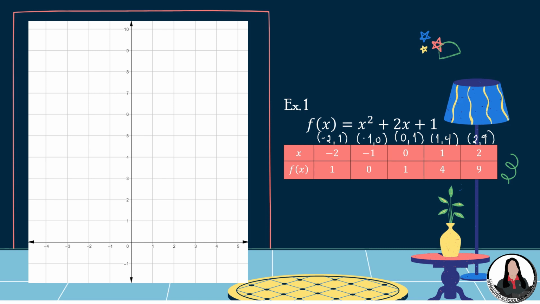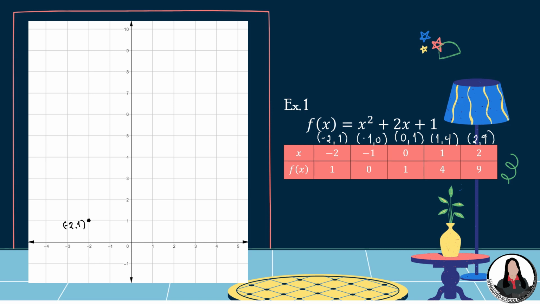Okay? So, through these points, we can now plot. I hope hindi pa nakakalimutan kung paano mag-plot or mag-locate ng points sa ating Cartesian coordinate plane. So, the first point is negative 2, 1. We have negative 2, 1. That is here. Okay, so let me label it negative 2, 1.